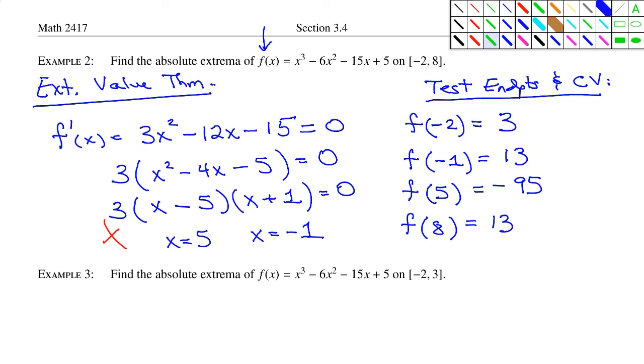Now for the largest one, we have a tie, which is fine. The absolute maximum value is unique. That value is 13. It happens to occur at two different places, but that's okay. It's still the largest y value. And negative 95 is the absolute minimum value. And we're guaranteed by the extreme value theorem that there are no values of this function on this interval that are larger or smaller than 13 and negative 95.